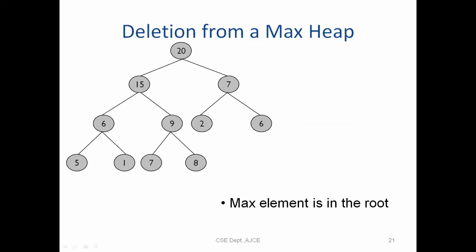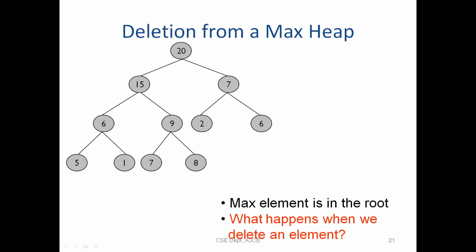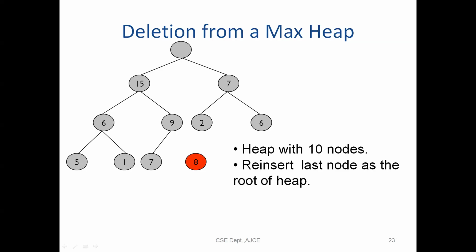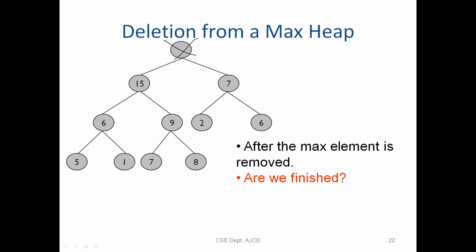Similarly, let us look at deletion from a max heap. Deletion from a max heap can be done like this. Suppose you want to delete the element, say 20. We just remove it from the tree, but we cannot just disrupt this tree by removing this node. That is not possible. So what we do here is delete 20 like this, but we keep the tree intact.